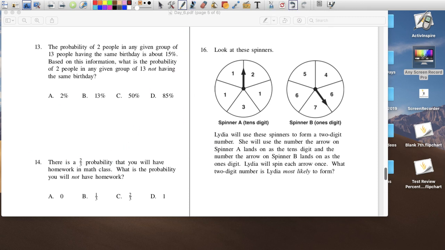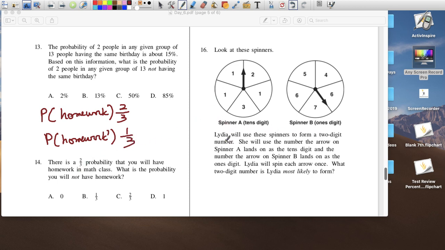There's a 2/3 probability that you will have math homework in math class. What's the probability that you will not have homework? So again, this is the complement. The probability of homework is 2/3. The probability of not having homework, which is the complement, obviously has to be 1/3, right?